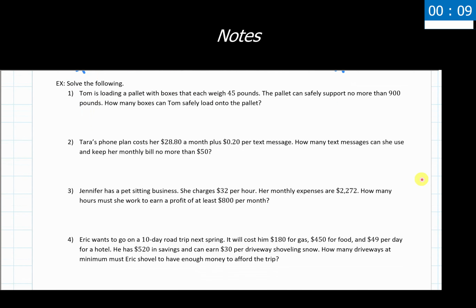If this thing will let me scroll, there it goes. So we have these 4 examples. Let's go ahead and dive into those and take a look at each one of them.